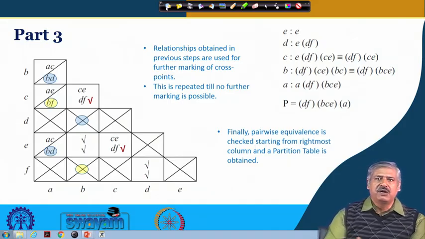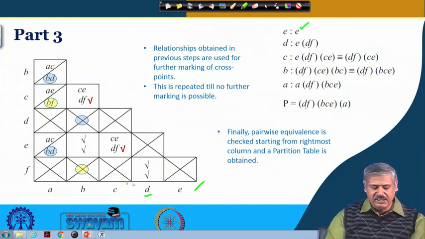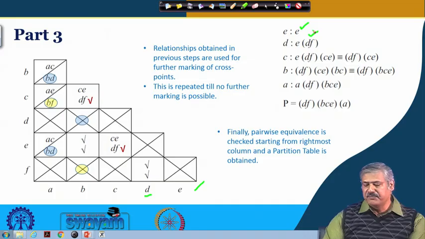So after that, what we do? We now look at the final equivalent relationship by moving from the rightmost column. Okay. So E, from there we get the state E that is required. From D, we find that D and F are equivalent, right? So we can put them in one particular partition within one block. Okay.